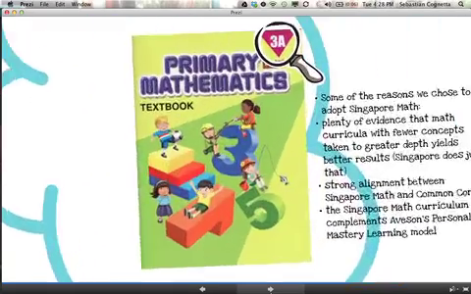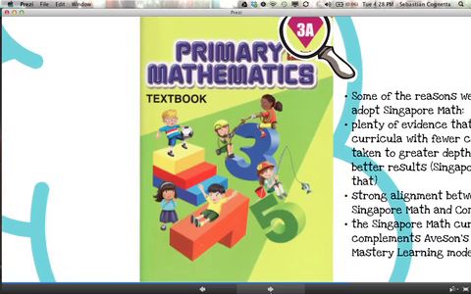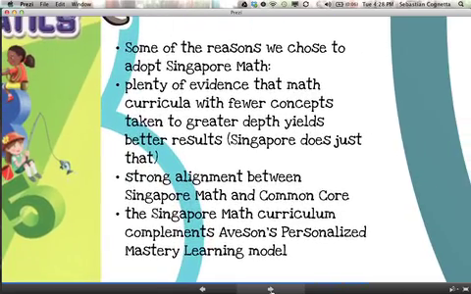A couple words about Singapore math. At a later date, we'll share additional information. For now, I'd like to answer the question why Avison went with Singapore math. The best curricula in the world take fewer concepts and teach them to great depth. As a result, students are able to transfer skills and adapt new ones on their own without instruction. This is the major reason why we went with Singapore math. It's because of the encouraging results it's getting around the country and around the world.